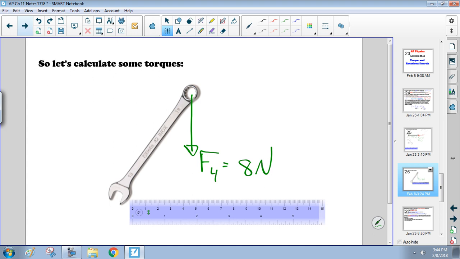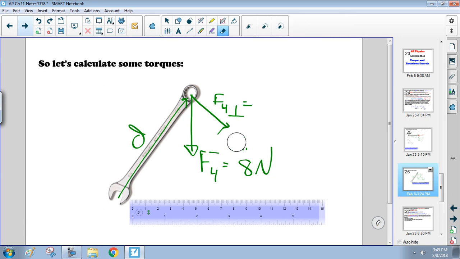So one option would be to measure your lever arm. So this would be your lever arm, D. And then what you'd have to do is find the component of the force that's perpendicular to that. So you'd go, all right, well, here's my force 4 perpendicular, here's my force 4 parallel, and then whatever this is, multiply it by D, and that would be your torque. But doing that would require knowing this angle and all kinds of stuff, right? So often what's easier is to do this.